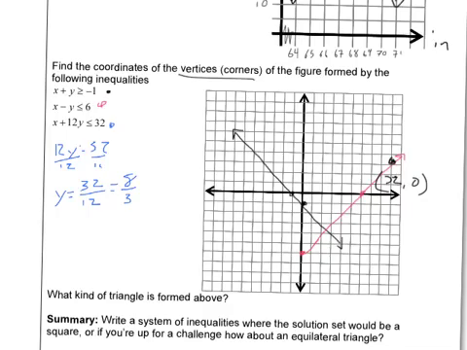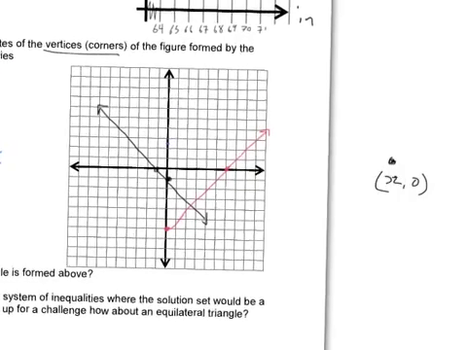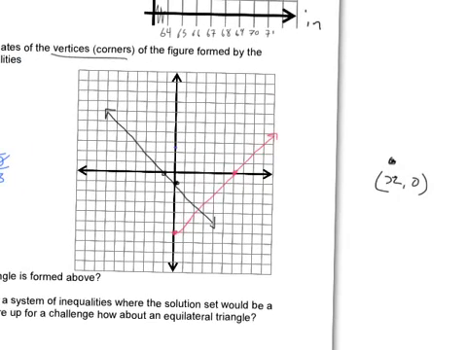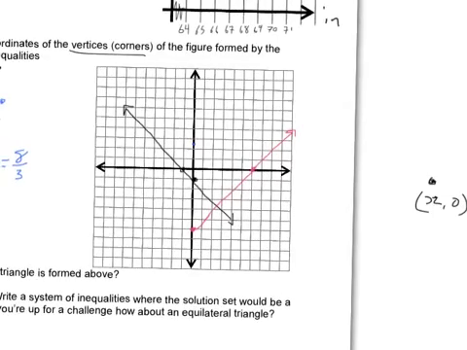So I know that it's somewhere around here, but that's not really accurate for my graph. I want to get some things that are right on the coordinates, because the whole point of this is for me to find the vertices. So here's what I'm going to do. Remember I said that this is out here at 32, 0. Well, if I could somehow figure out the slope, I might be able to work backwards and find some other points on this line.